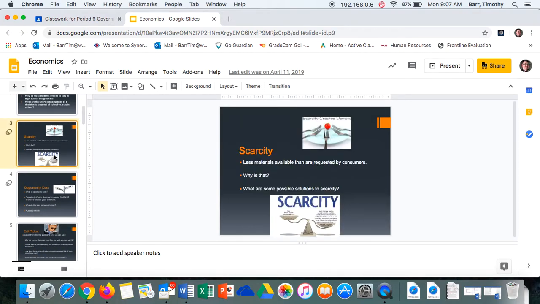So the first item is scarcity. This is a tenet of economics because there are always going to be less materials available than are requested by consumers. The biggest items I'm thinking about for scarcity with coronavirus right now are toilet paper, hand sanitizer, stuff like that. And why is there always less put out than people want? Because they want to keep demand high. If they keep demand high, then they can set the price high.